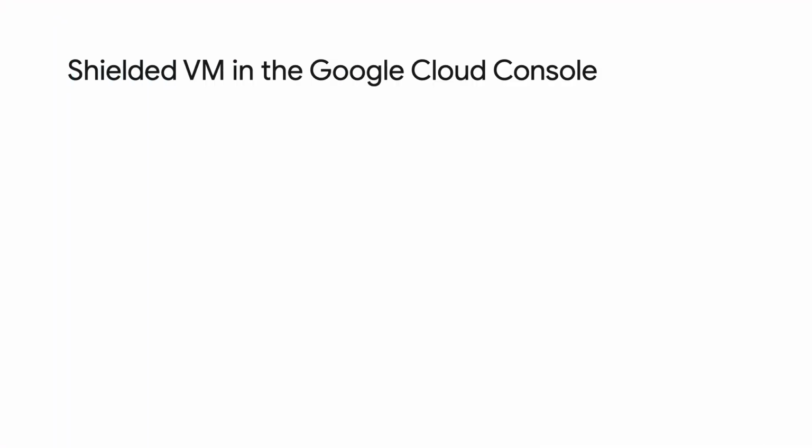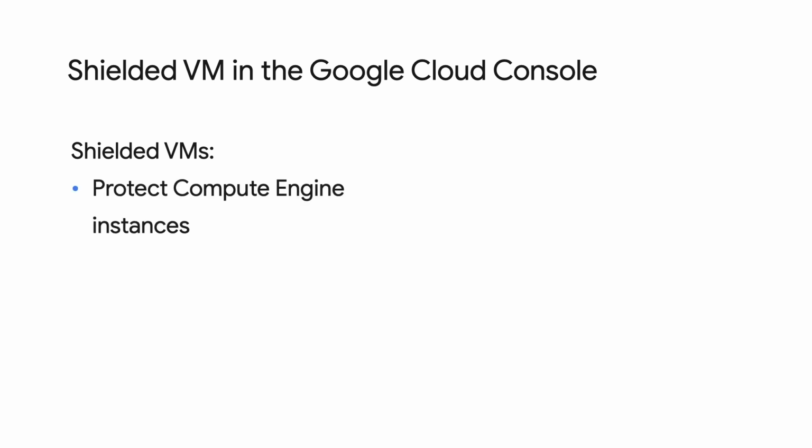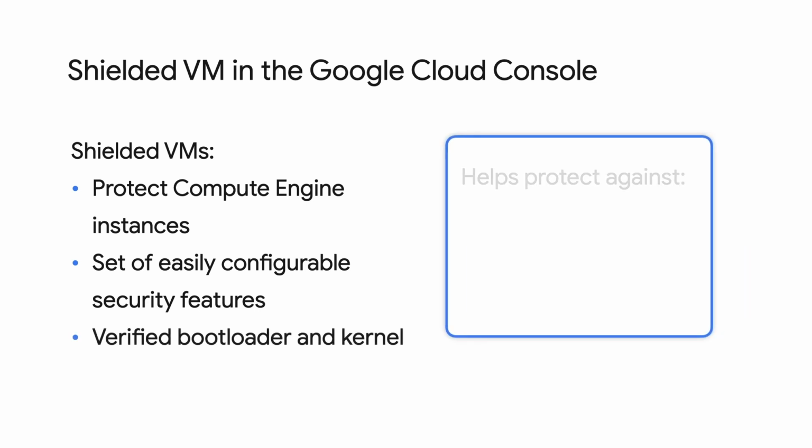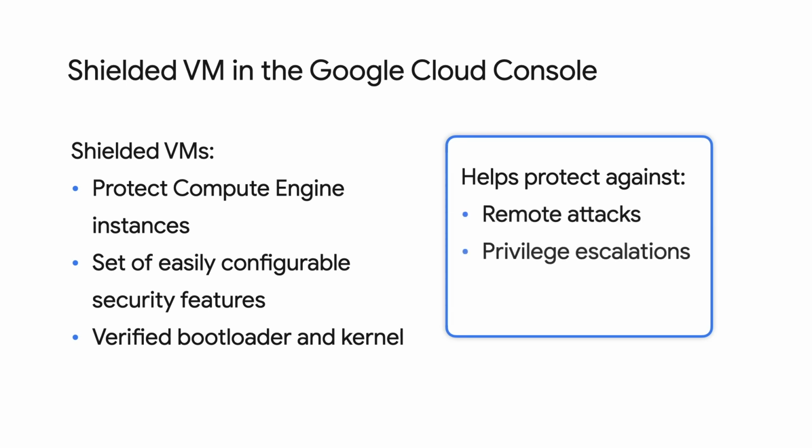Let's start with creating a shielded VM in the Google Cloud Console. Shielded VMs are virtual machine instances that are hardened with a set of easily configurable security features to ensure that when your VM boots, it's running a verified bootloader and kernel. Using shielded VMs helps protect workloads from threats like remote attacks, privilege escalation, and malicious insiders. And yes, everything we do here could also be done through gcloud and the command line.